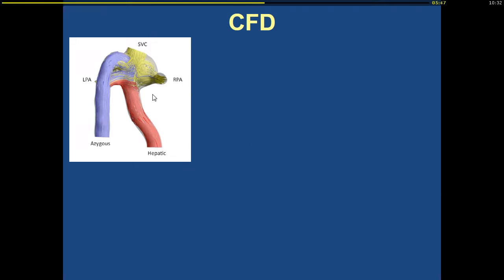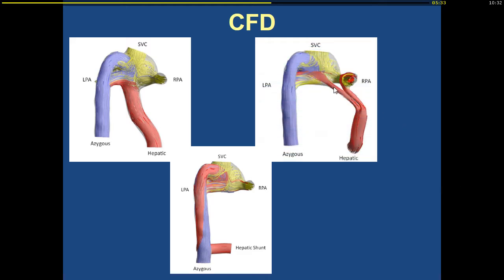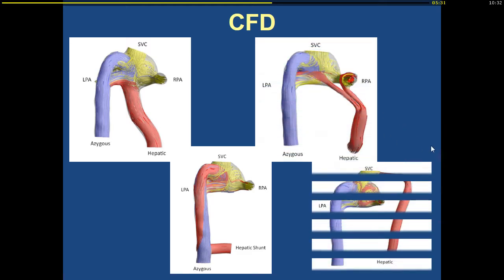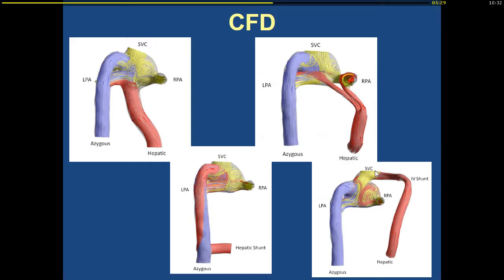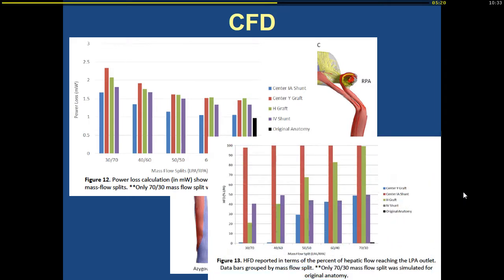So this is the extracardiac with an offset. You can see that the hepatic flow distribution is not even. This is the H graft, and you can see that it's much better. This is the option of having a Y graft, and this is the option of going to the innominate vein, and it's pretty good. So what else can they do? They give us power loss for all those models. They can also give us the hepatic vein distribution for all those models.